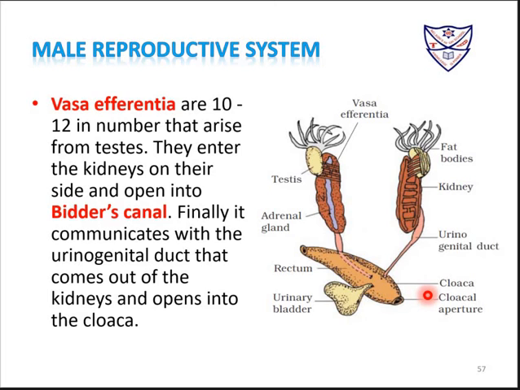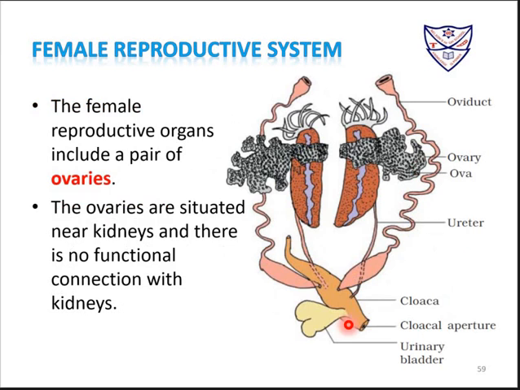The cloaca is a small median chamber that is used to pass the fecal matter, urine, and sperm to the exterior. The female reproductive organs include a pair of ovaries, which, as you can see, are situated near the kidney, and there is no functional connection of the ovaries with the kidneys. A pair of oviducts arises from the ovaries and opens into the cloaca separately.